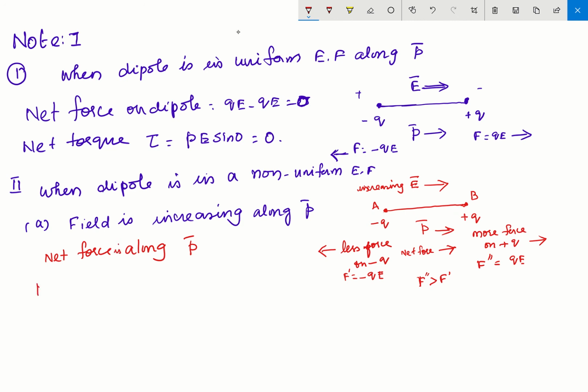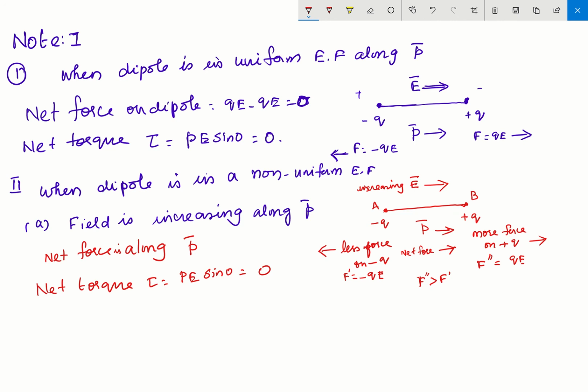Right. The net torque. What is the net torque? What is the angle here? That means the angle between E, whatever is the value of E, but the angle between P and E is 0 only. Theta, that is equal to tau, that is equal to PE sine 0. Therefore it is equal to 0. Okay, so there is some net force along P, but net torque is equal to 0.